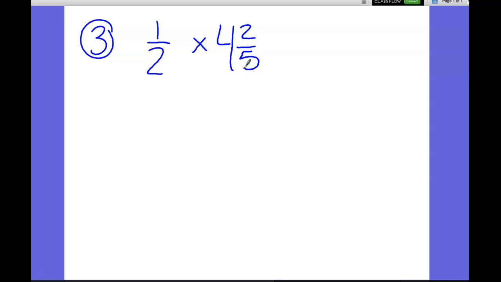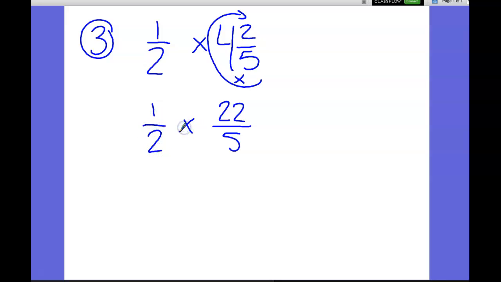Okay, so in this one, if we have a mixed number, we have to change it to an improper fraction. How do I do that again? 4 times 5 plus 2. And what do you get? 22/5. So then I have 1/2 times 22/5. Can I reduce anywhere? Jacob? The 2 and the 22. Okay, so the 2 becomes a 1, the 22 becomes an 11.